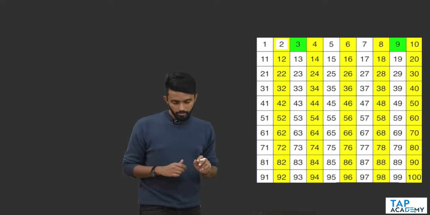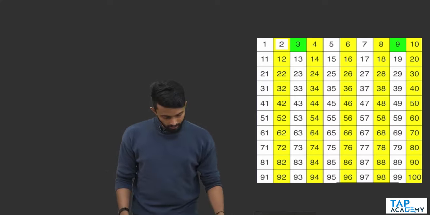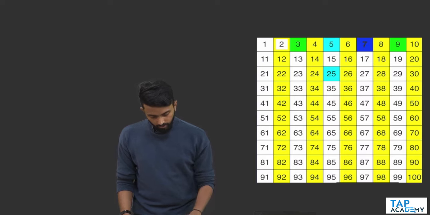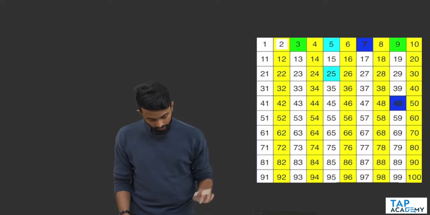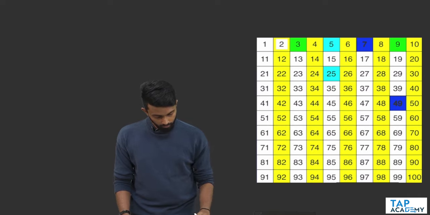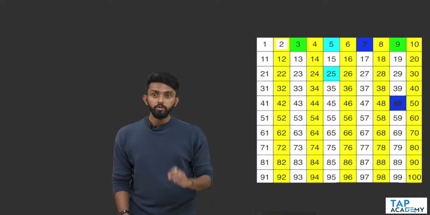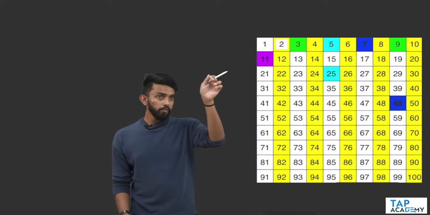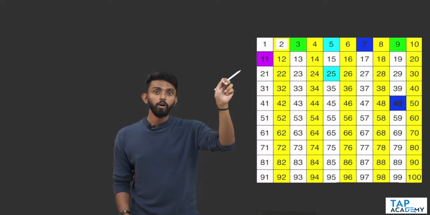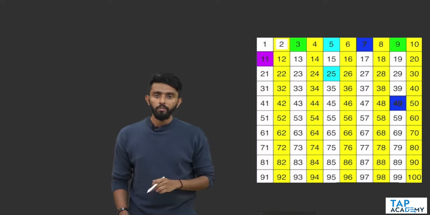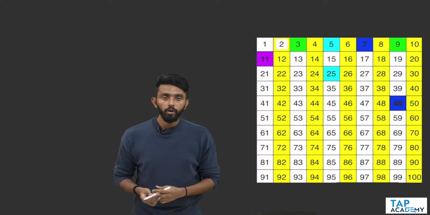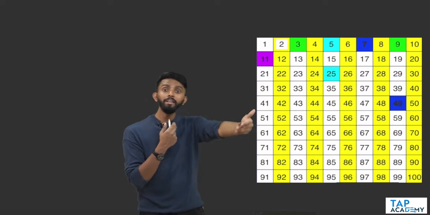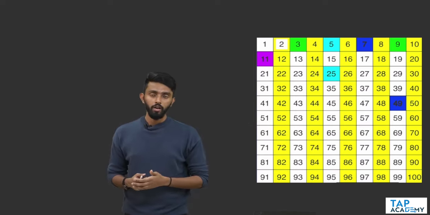If you look at it, guys, 3's first unmarked multiple is 9, correct? 5's first unmarked multiple is 25, correct? 7's first unmarked multiple is 49, correct? Now, I'm going to the next unmarked number, the next prime number, which is 11. If you look at 11, the first unmarked multiple will be the square. What is 11 square? 121. Is 121 there in the range? It's gone outside the range, because n is 100, it's gone beyond 100.